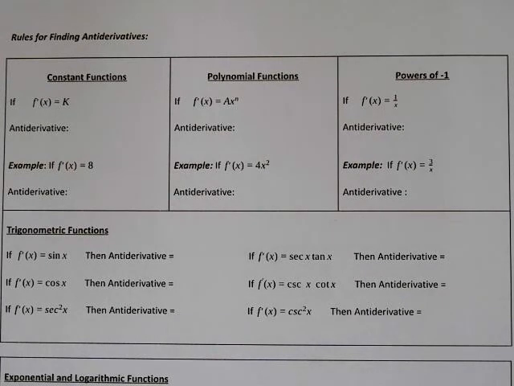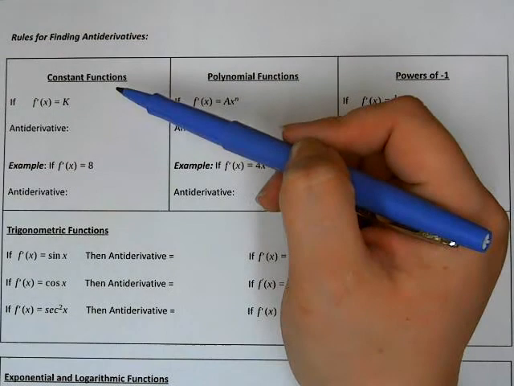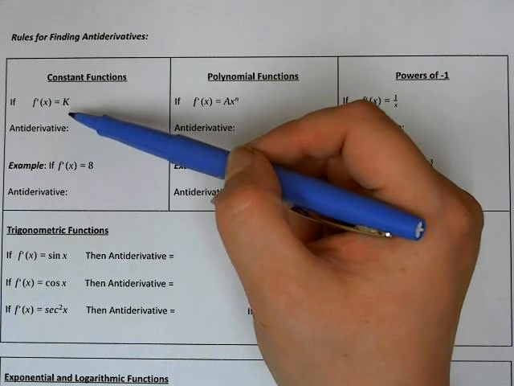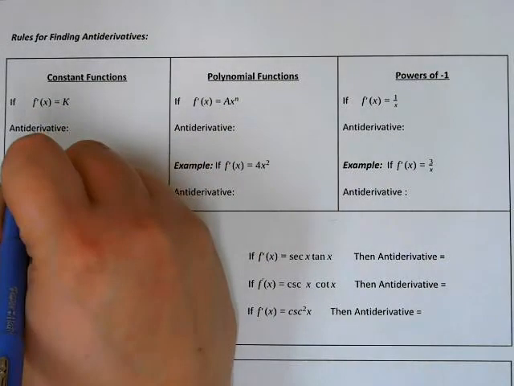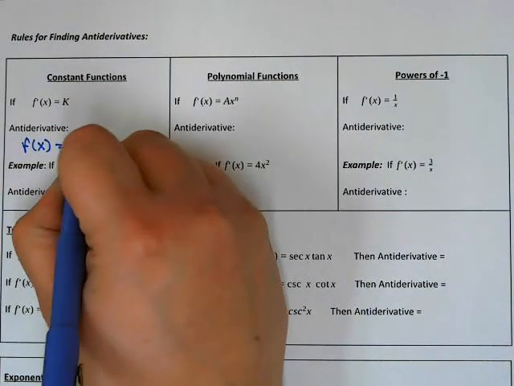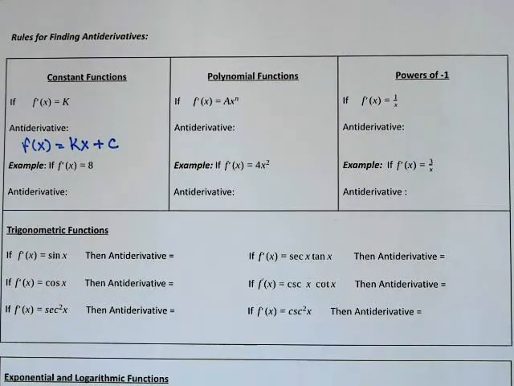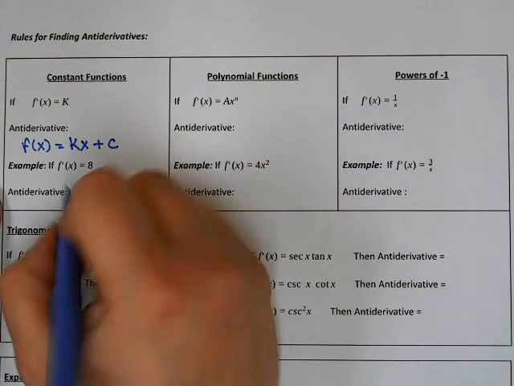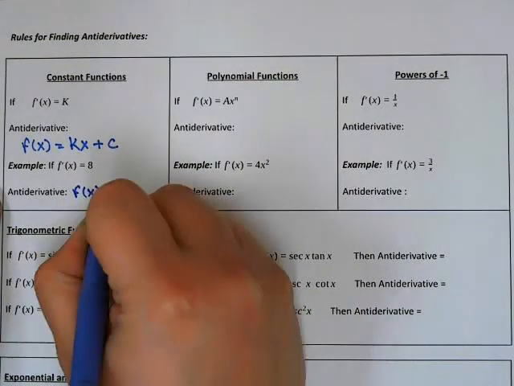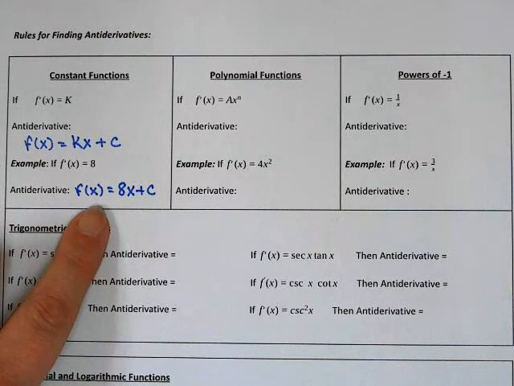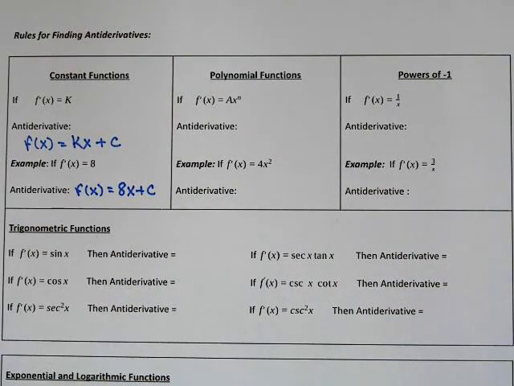Let's look at constant functions first. So constant functions really just mean that it's just a number, right? So if f prime of x is equal to k, some constant, then we know the antiderivative, or the original function f of x, is equal to that constant times x plus c. So for example, if f prime of x is equal to 8, then the antiderivative of that would simply be 8x plus c. If I were to take the derivative of f of x, I can check my answer and make sure that it actually works out the way that I'm thinking it's supposed to.